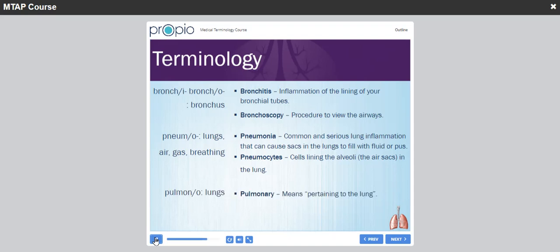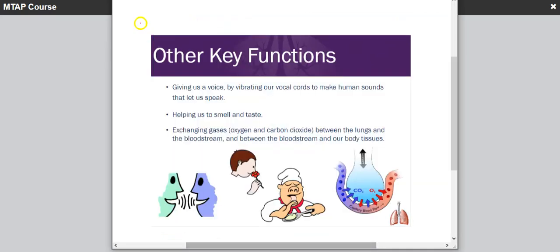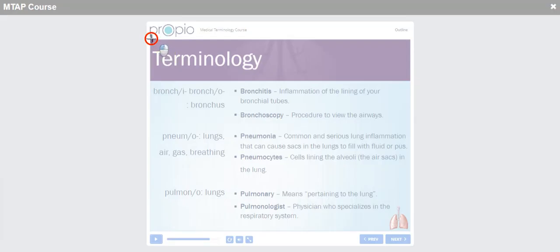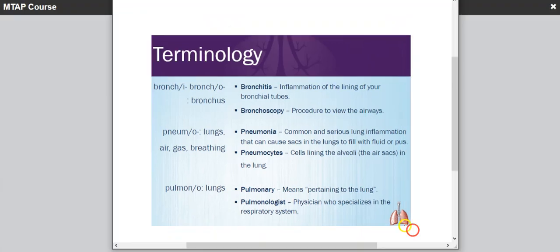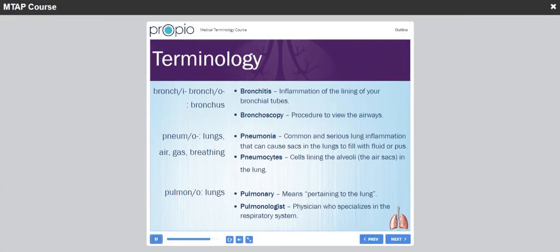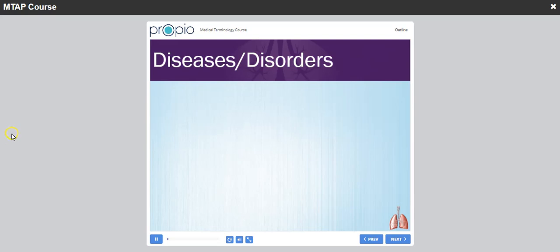Now let's talk about some sample diseases or disorders of the respiratory system. You need to know them in order to have a successful and smooth interpreting session in a medical setting. Asthma. It's a constriction of the airways when breathing causes the airways to narrow, making it difficult for air to flow in and out of the lungs.